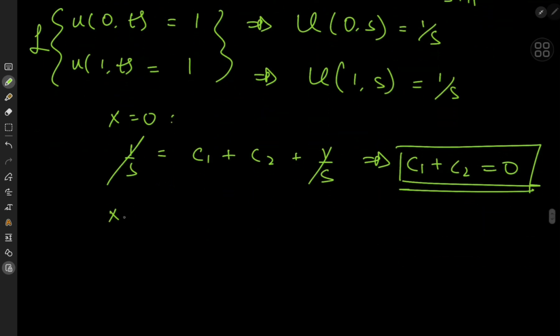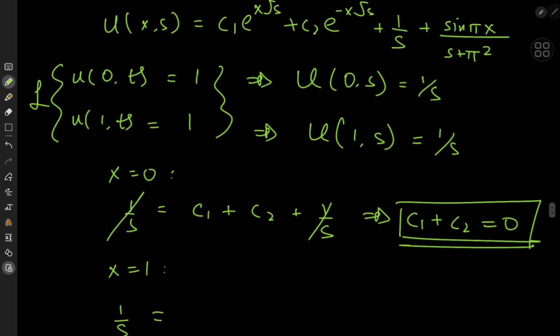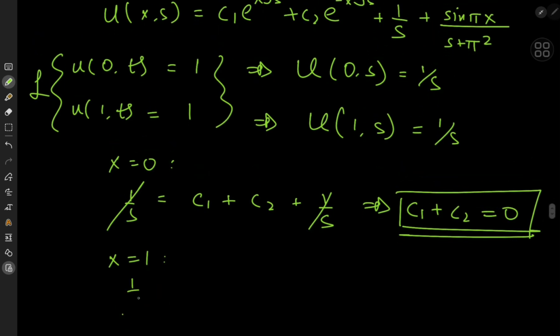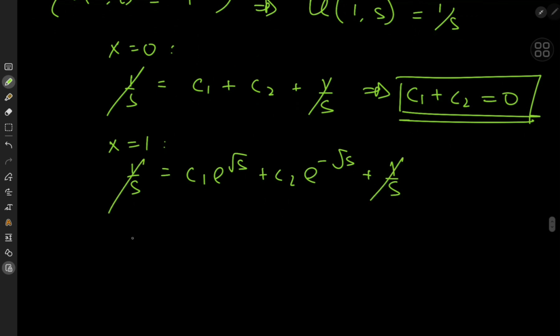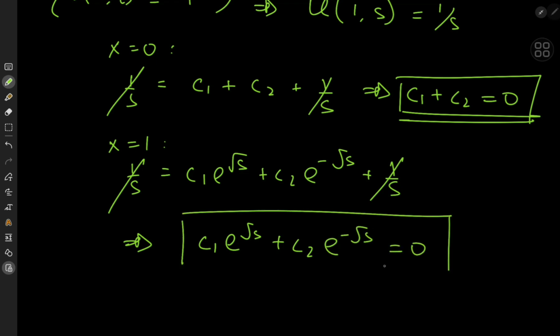And now for the condition x equal to 1, that gives me 1 by s on the left-hand side, and on the right, we have c1 times e to the root s plus c2 times e to the negative root s plus 1 by s, and the sine of pi is 0 once again. So we have some cancellation, and this implies that c1 e to the root s plus c2 e to the negative root s equals 0. So that's the second equation we need to solve for our two unknowns, c1 and c2.